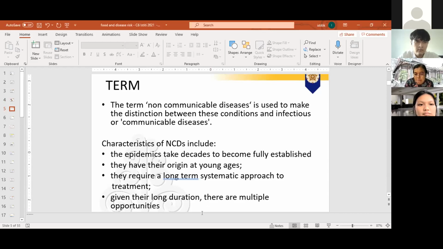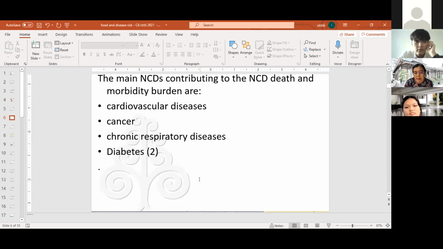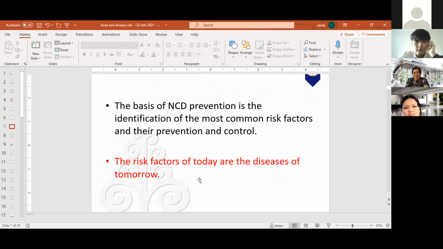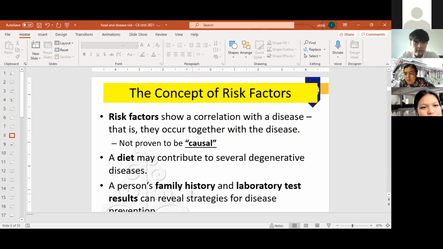We have mentioned the burden of morbidity: cardiovascular disease, cancer, chronic respiratory disease, and diabetes. They say the risk factors of today are the disease of tomorrow. What kind of risk factor actually? What is a risk factor? The concept of risk factor here is a correlation with a disease; they occur together with the disease, not proven to be causal.